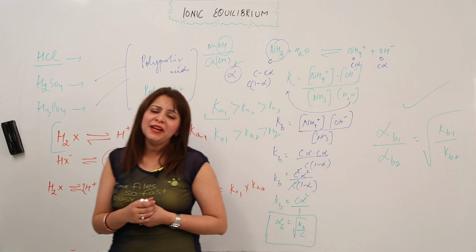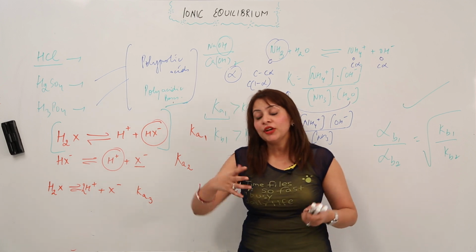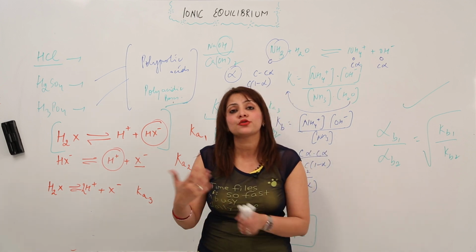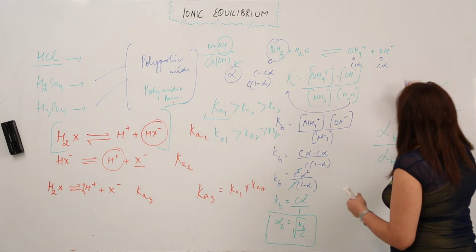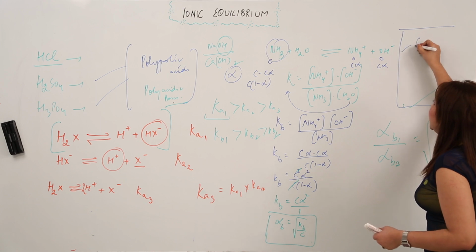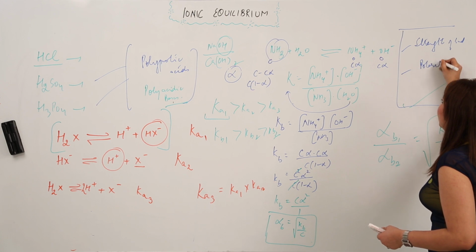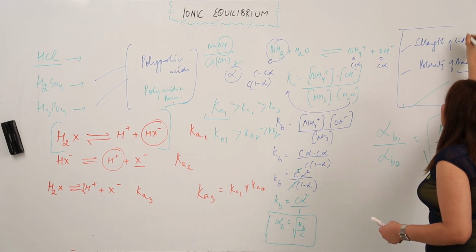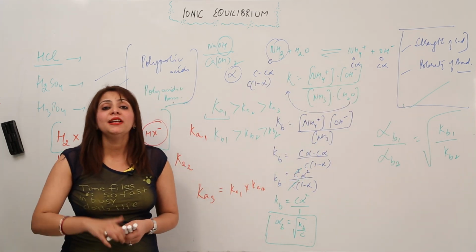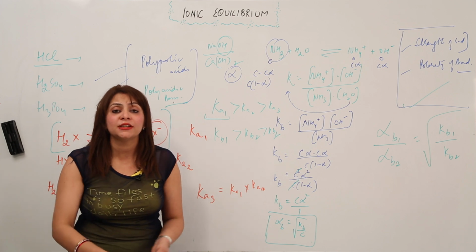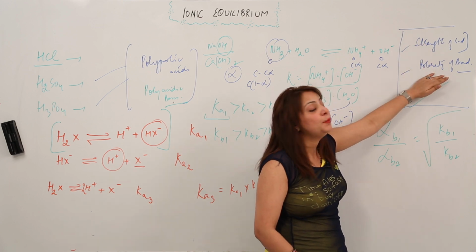Now the question must be arising: what is the factor behind that makes an acid or a base strong or weak? So there are only two factors which are responsible. One of them is strength of bond and the other is polarity of bond. So as we have strong acids and weak acids, likewise we have strong bases and weak bases. So what are the factors that are making them strong or weak? There are only two factors which are responsible. One is the strength of the bond, the other is the polarity of the bond.